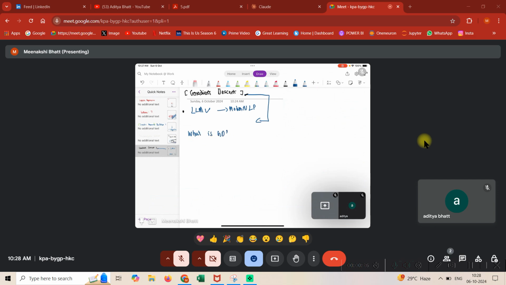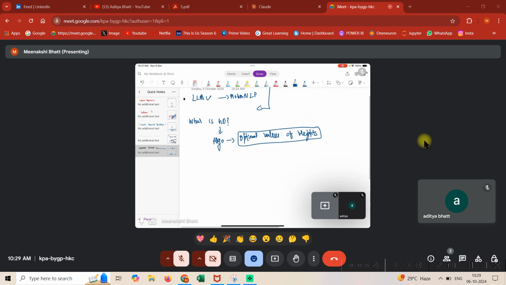Gradient descent is nothing but an algorithm. So what does this algorithm do? It basically helps me find the optimal value of weights. So what does this mean? In my last lectures I have been giving you a lot of touch base on gradient descent, but I haven't fully discussed it. Maybe I have discussed it, but still I wanted to have a separate lecture.